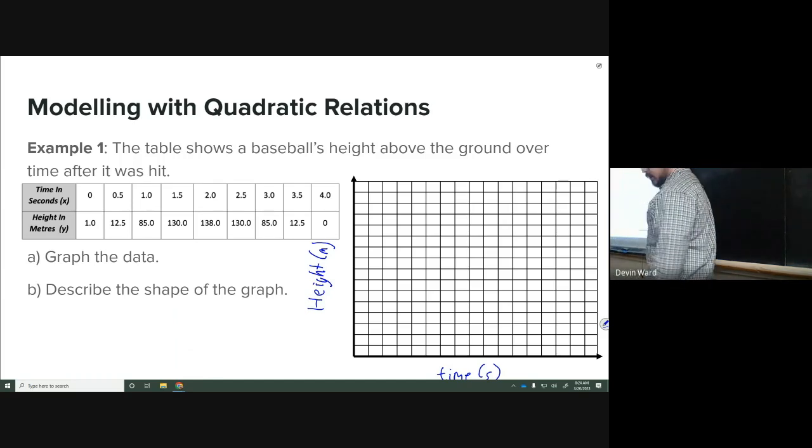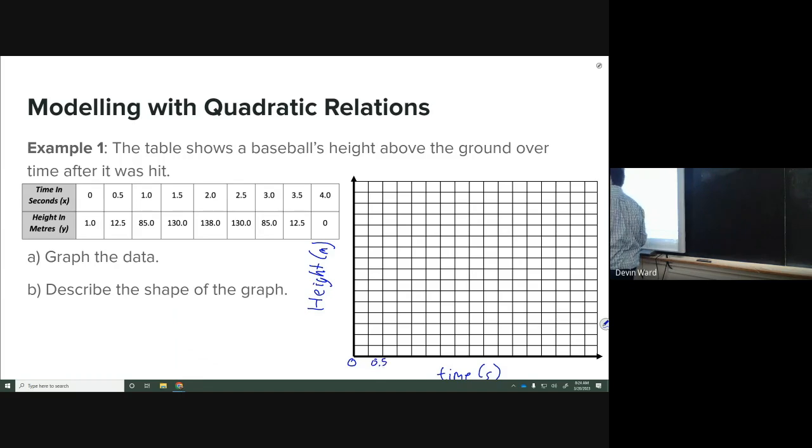So, how many spaces do we have here? 1, 2. Okay, so I think it should work if we start our time at 0, and then we'll do every 2 boxes at 0.5, just so that it's nice and spaced out. So count 2 over, 0.5, count 2 over, we'll have 1.0 seconds, 2 over will be 1.5. If you wanted to do every individual box, you could, but I'm just going to do it this way just to make it nice and spaced out for us.